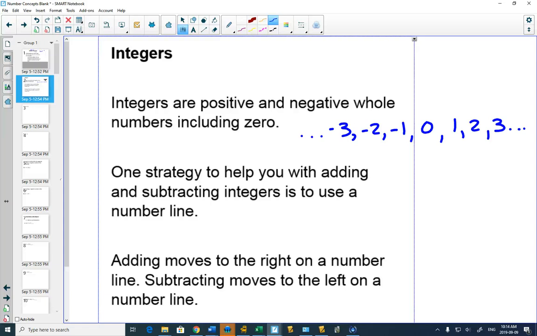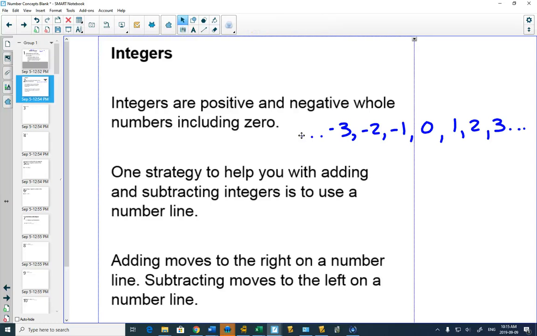And then as you went into middle school, they start introducing positive and negative whole numbers as well. And then we got to doing adding and subtracting with integers, and things sometimes get a little bit confusing at that time. So here, what you're writing down, one strategy to help you with adding and subtracting is to use a number line. Now, that's pretty straightforward.